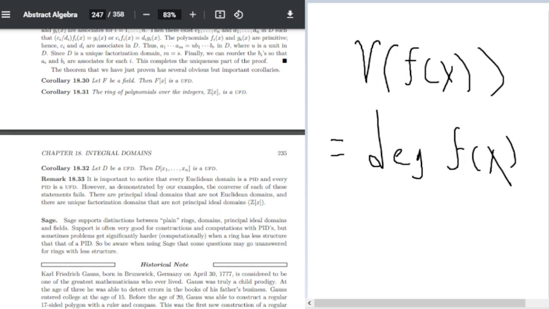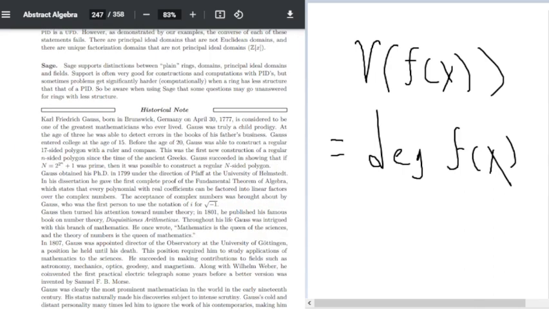Remark 18.33. It is important to notice that every Euclidean domain is a PID, and every PID is a UFD. However, as demonstrated by our examples, the converse of each of these statements fails. There are principal ideal domains that are not Euclidean domains, and there are unique factorization domains that are not principal ideal domains. Think of Z[x].